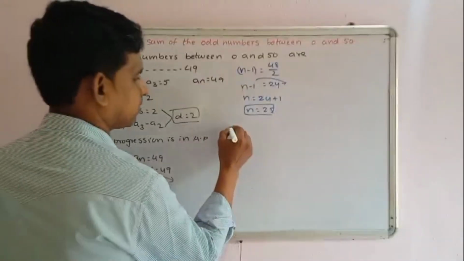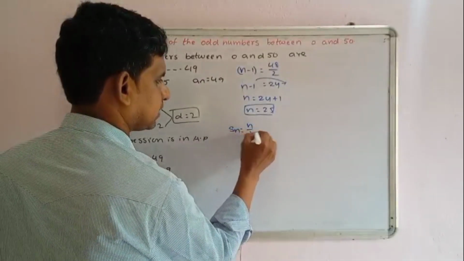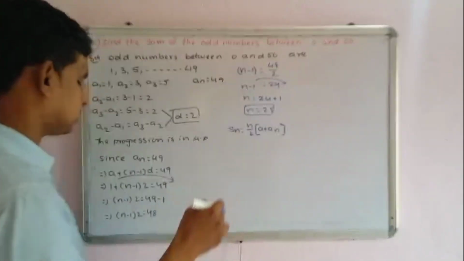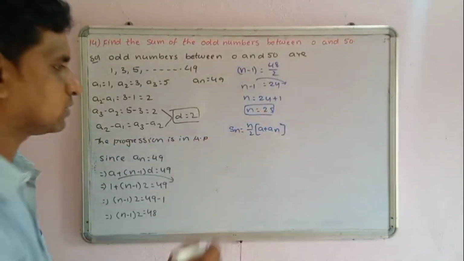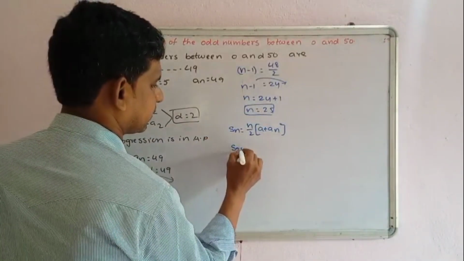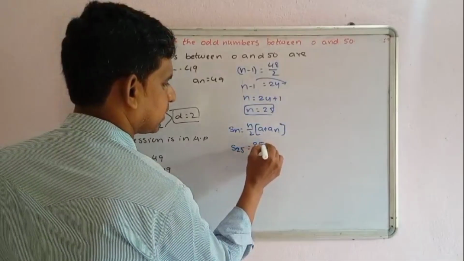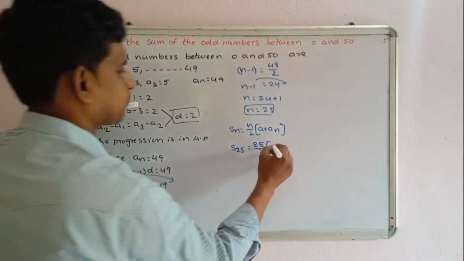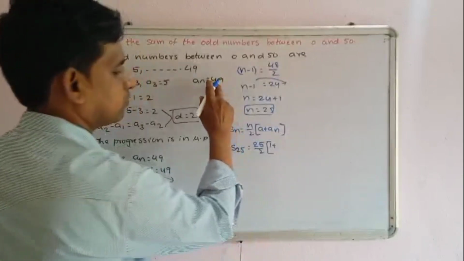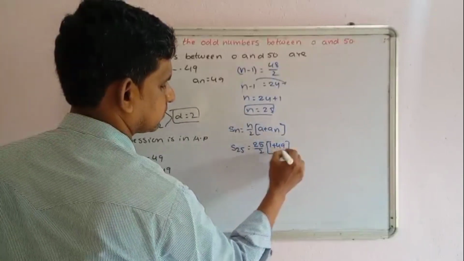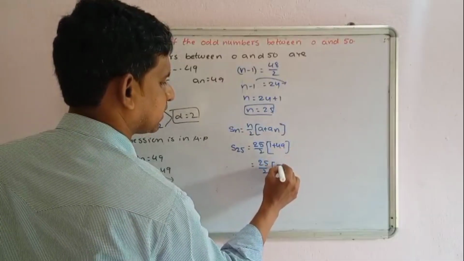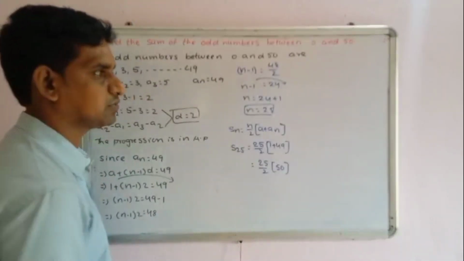Okay. Sn formula. What is the Sn formula? n by 2 into a plus an. Here how many terms are there? 25 terms. So now I want S25, equals 25 over 2, a value 1 plus an value 49. That equals 25 by 2 into 1 plus 49, which is 50.